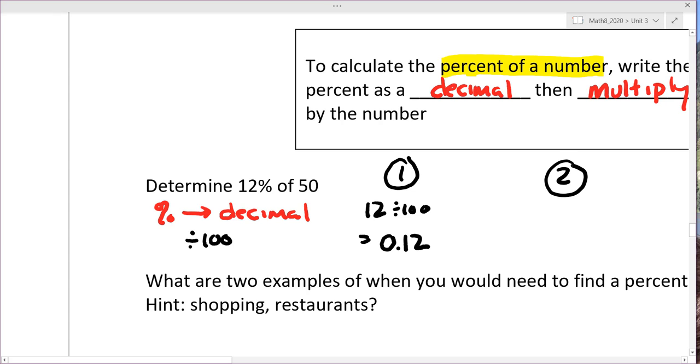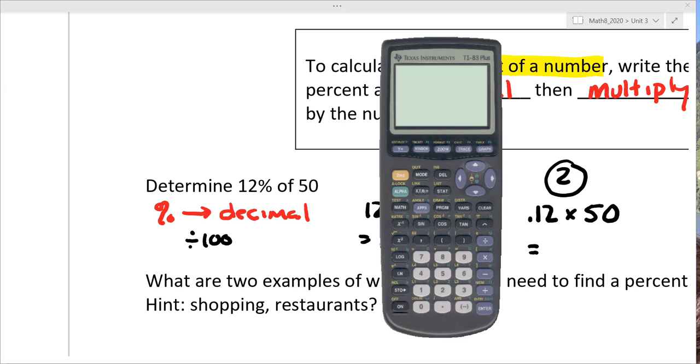Step 2, multiply your decimal by what it's out of. So Lachlan got 6 on the test. Now this is all calculator work, right? So I'm not expecting you to do this in your head. So you go 0.12 on your calculator times 50 equals 6.